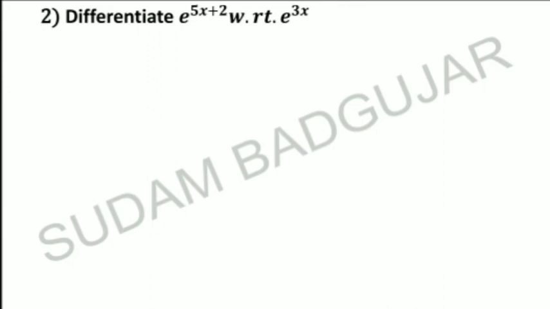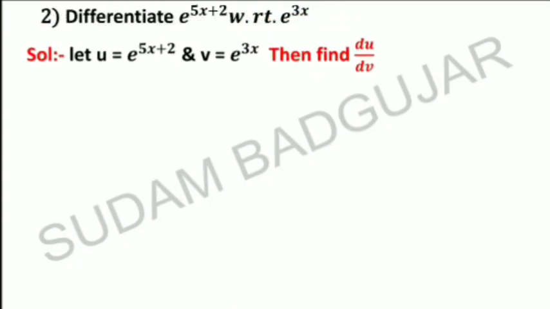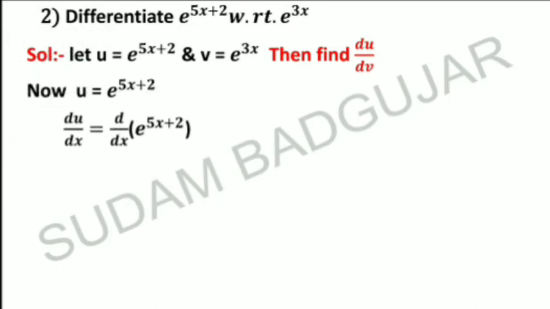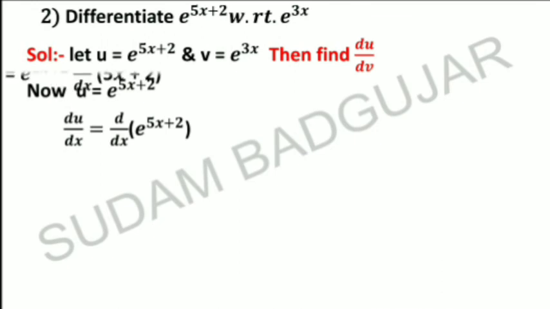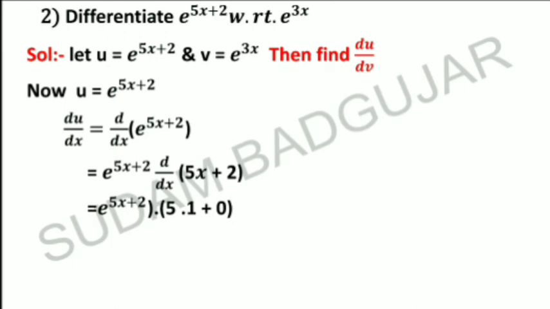Okay. Now the next question: differentiate e raised to 5x plus 2 with respect to e raised to 3x. Now the same procedure: let u is equal to e raised to 5x plus 2 and v is equal to e raised to 3x, then find du by dv. Therefore du by dx is equal to the derivative of the right-hand side. Here you have to apply the e raised to f of x formula, it becomes e raised to 5x plus 2 into the derivative of the power. What is the derivative of 5x plus 2? That is 5 into 1 plus 0, so it is 5 into e raised to 5x plus 2.